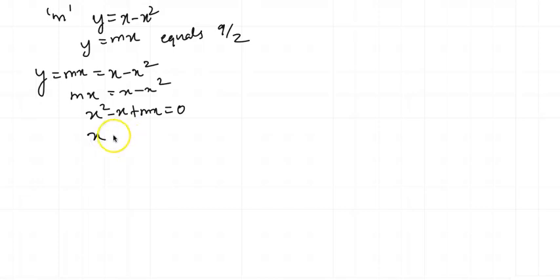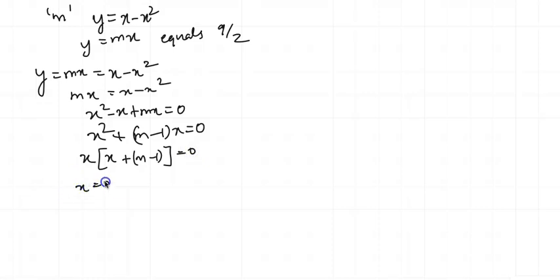So x, m minus 1 into x square plus m minus 1 into x equals 0. So for x there will be two values, x plus m minus 1 equals 0. So either x equals 0 or x equals 1 minus m. So at these 2 points the curves are intersecting.